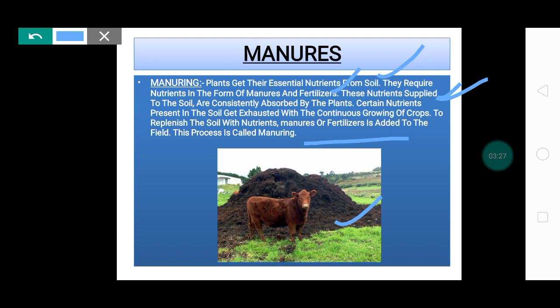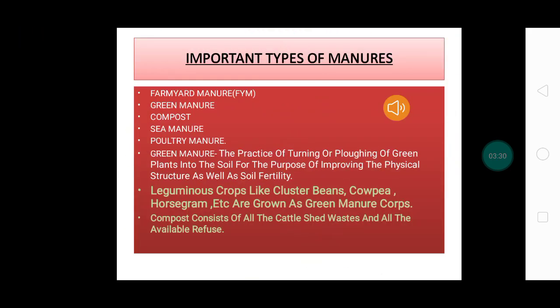Okay, now let's see the important types of manure. There are different types of manures. First one is farmyard manure. What is farmyard manure, and how is it made? Farmyard manure is the most valuable organic matter commonly applied to the soil, and even the poorest farmer can provide this manure to the soil. It usually consists of remnants of straw, leaves, and other material such as the excreta of cattle.